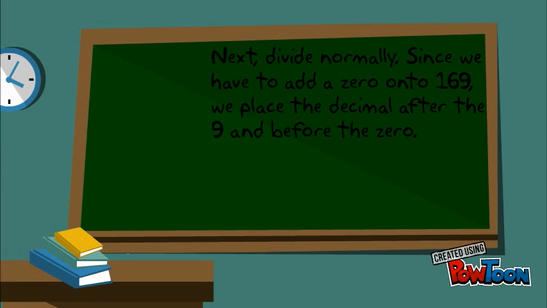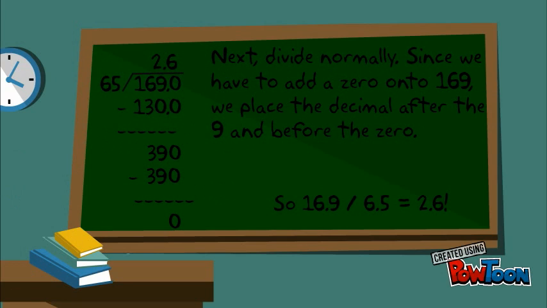Next, you're going to divide how you usually divide. Since we have to add a 0 onto the 169, we place the decimal after the 9 and before the 0. So 16.9 divided by 6.5 equals 2.6.